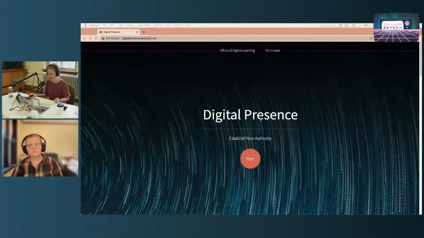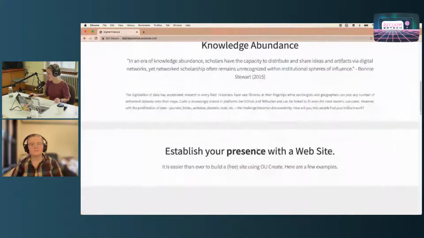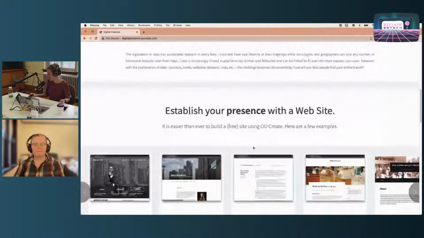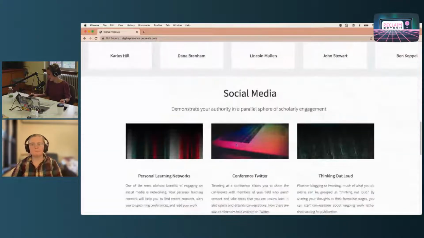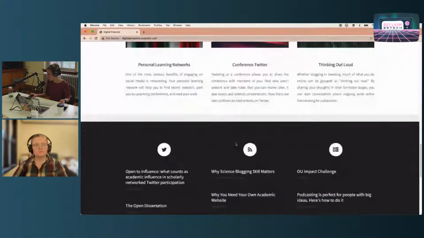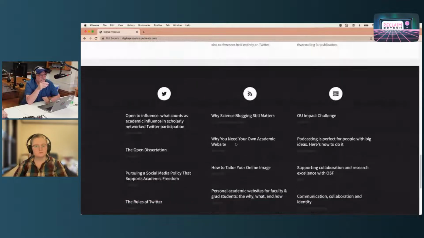But I love that it's just a start button, to get started establishing your presence with a website. So I think that's really cool. It looks like they're highlighting community work as well, how to use social media as part of that. And there's some beautiful overlap with this and with Michigan State's.